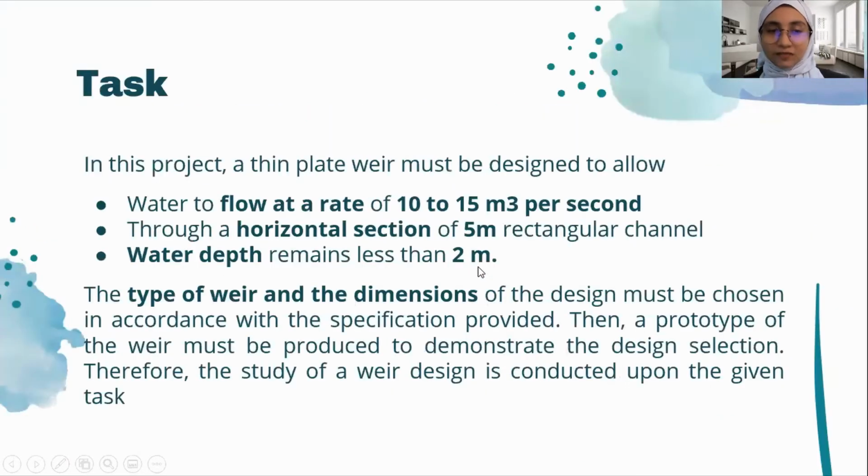These are the tasks given to us for our mini project: basically to design a thin plate weir, where the flow rate must be 10 to 15 meters per second, in two horizontal sections of 5 meter rectangular channels, with the water depth remaining less than 2 meters. The size and dimensions of the weir must be chosen according to the specification provided. Then a prototype must be produced to demonstrate the design selection.